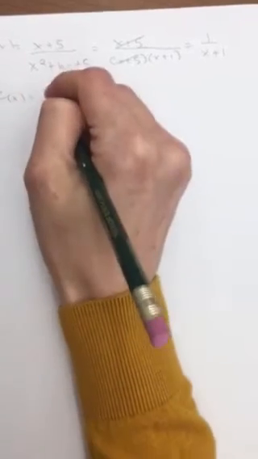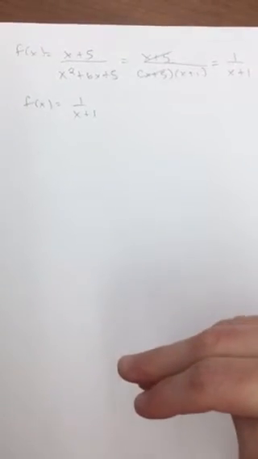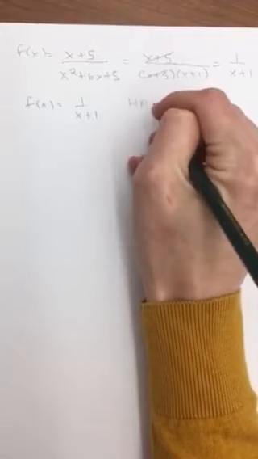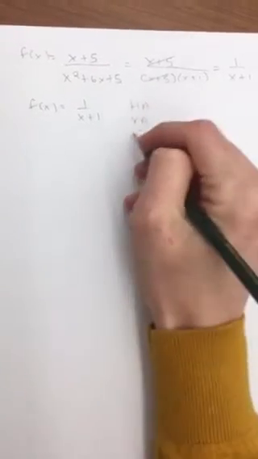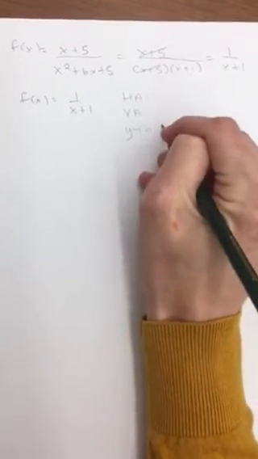All right, so now when I go to graph the function, what I need to do is identify the horizontal asymptote, the vertical asymptote, and the y-intercept. So I want to know what is my horizontal asymptote, what is my vertical asymptote, and what is my y-intercept.